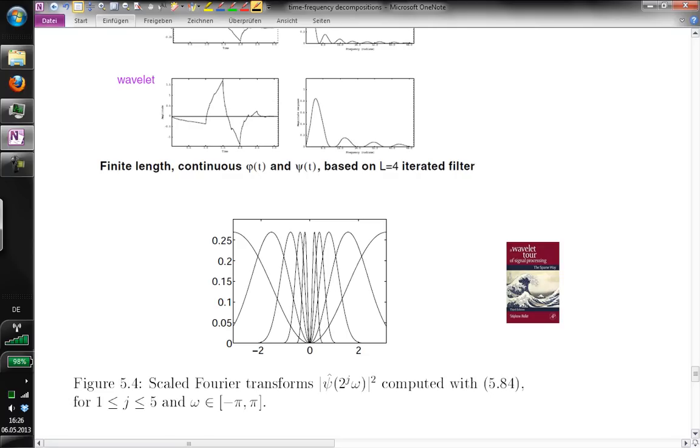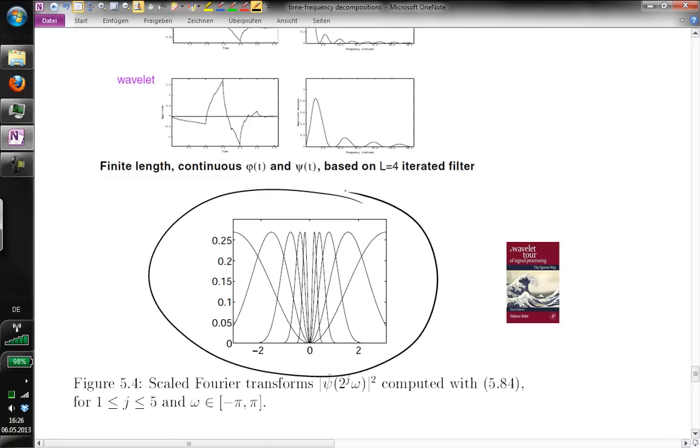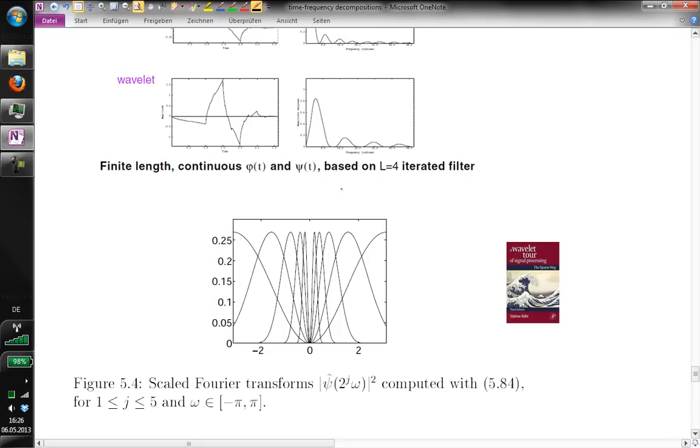Okay, so here I'm showing you, because these scribbles of mine are hard to look at, a real example of the transfer functions of a wavelet transform. This is at the top here. This is what you would get for the level 1 details, the transfer function of that. This would be the level 2 details, level 3 details, level 4 details, level 5 details.